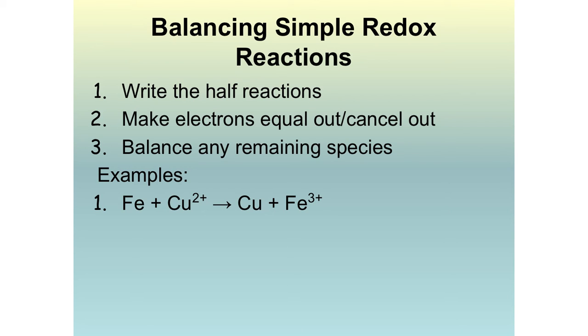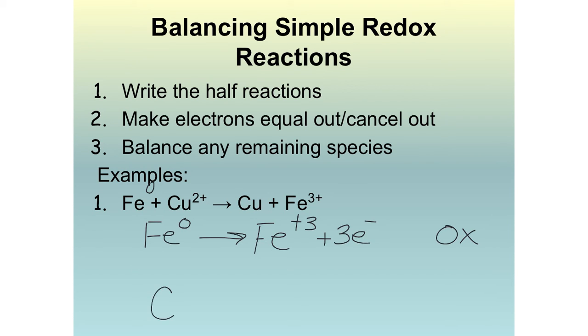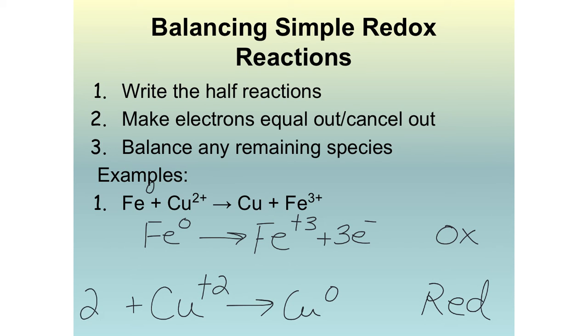So if we want to do this by using the half reactions, we have to start by writing out the half reactions. So iron would start with 0, go to plus 3. That is an oxidation. And we would need 3 electrons over here on the right-hand side. Then copper plus 2 is going to copper 0. That would be a reduction. And I would need 2 electrons on the reactant side.